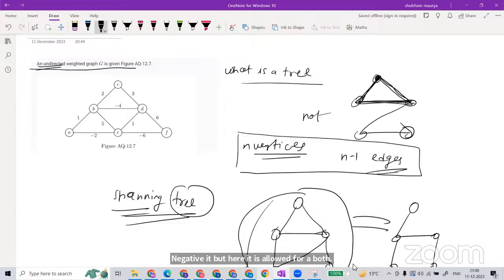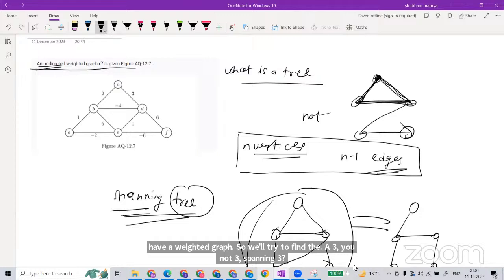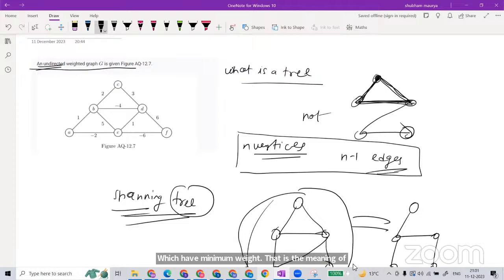Okay, and now we have a weighted graph. So we'll try to find the spanning tree which has minimum weight. That is the meaning of minimum cost spanning tree. So once again, we'll try to find a tree. This one is a tree of this graph, not only a tree, a spanning tree. Similarly, for this graph, we'll try to find the spanning tree.